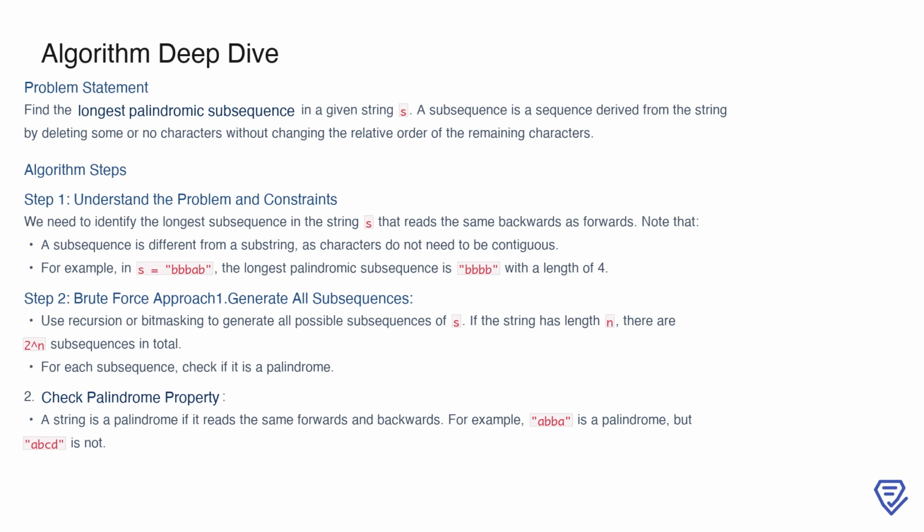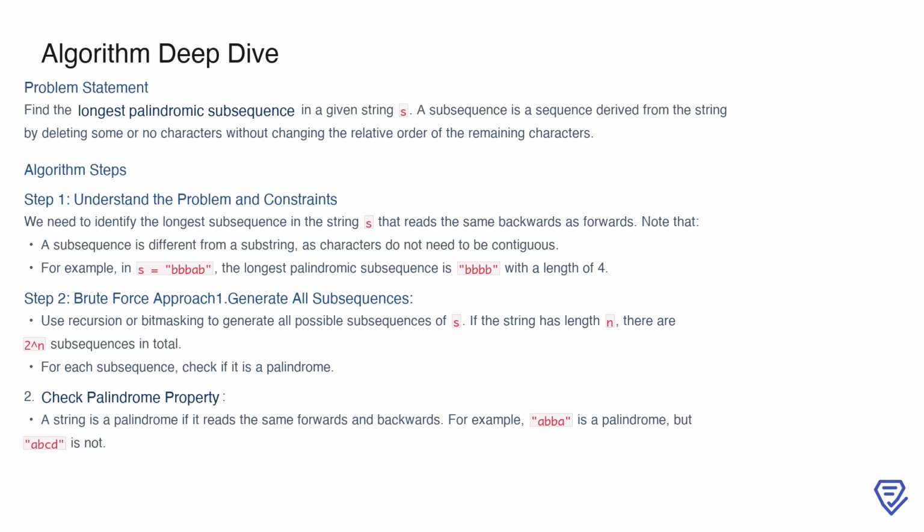In this problem, we are tasked with finding the longest palindromic subsequence in a given string S. A subsequence, unlike a substring, does not require characters to be contiguous, but their relative order must remain unchanged. For instance, in the string BBBAB, the longest palindromic subsequence is BBBB, which has a length of 4.